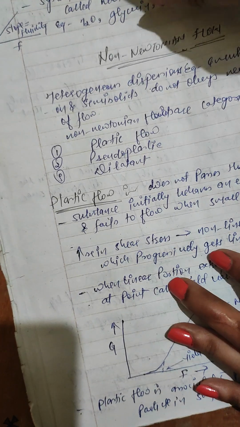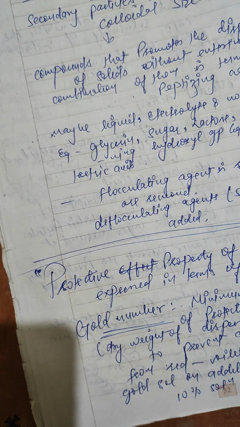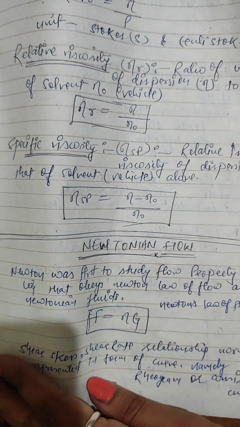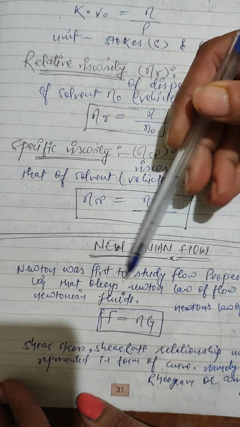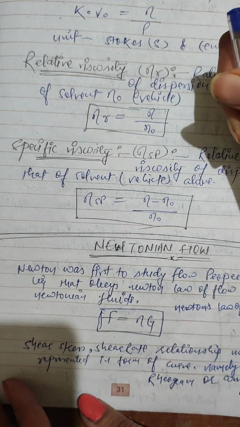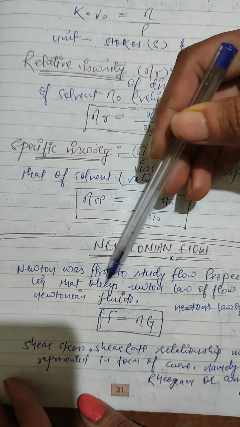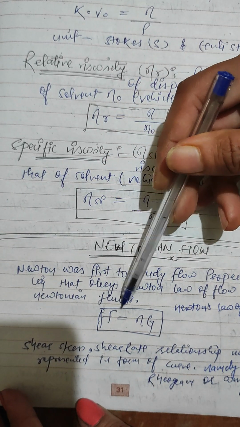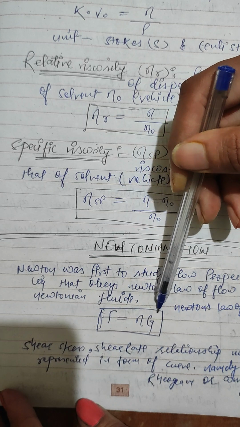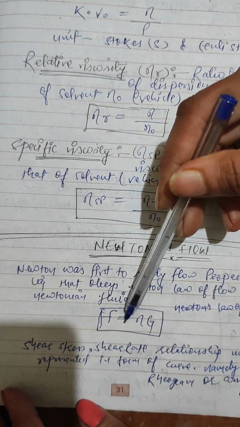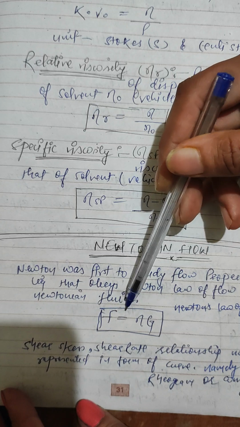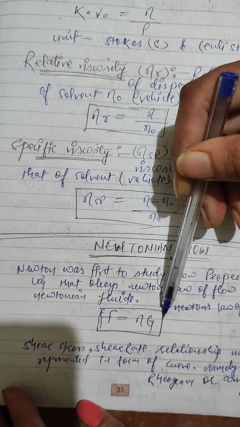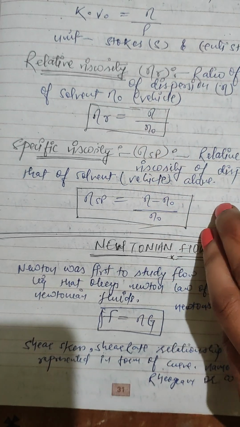First, we are looking at the Newtonian flow, right? So what is Newtonian flow? Newton was the first to study flow property of a liquid, and liquids that obey Newton's law of flow are Newtonian fluids. So capital F, force, is equal to eta G. Force is the force per unit area which is applied on a liquid. Eta represents viscosity and G is shear strain, right?